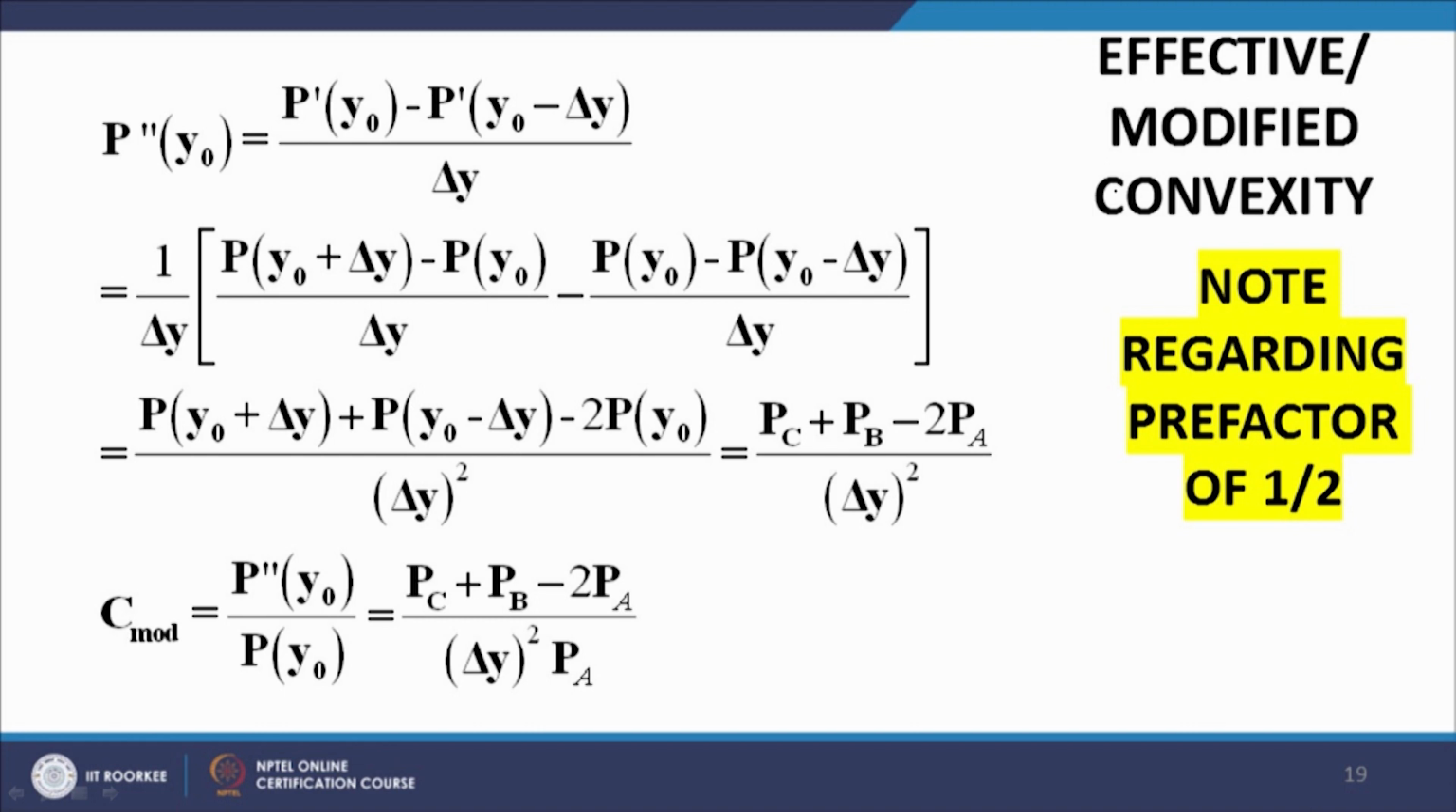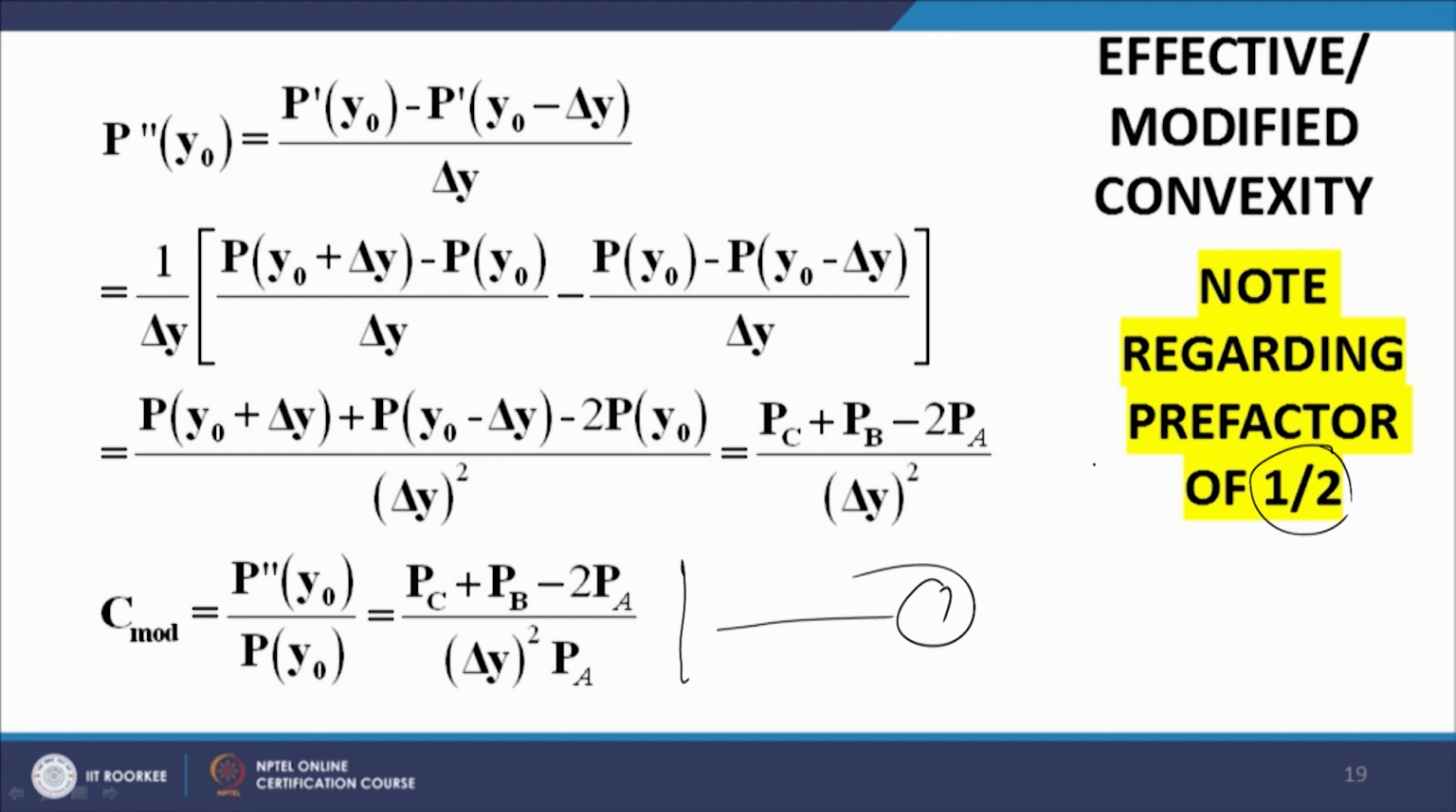Similar to effective duration, we have modified or effective convexity, and the derivation again is absolutely straightforward. It is high school calculus. So, I will not devote time to this, but the result that we get is given in equation number 1 here. And please note that issue regarding this prefactor of 1 by 2, which I talked about earlier. We exclude this 1 by 2 when we work out the modified convexity.